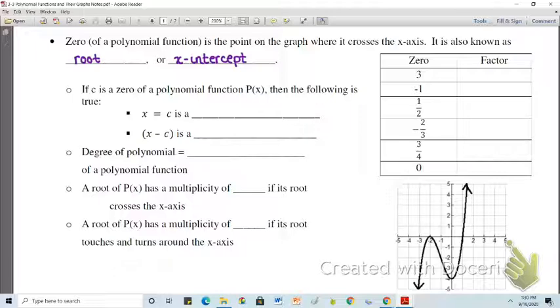If c is a zero of a polynomial function p of x, then the following is true. x equals c is a root that makes p of x 0. And x minus c is a factor of p of x.